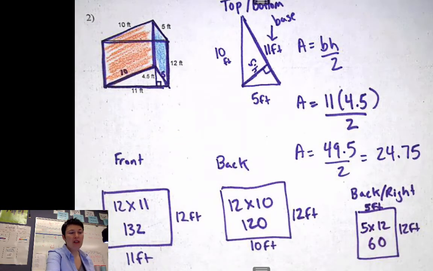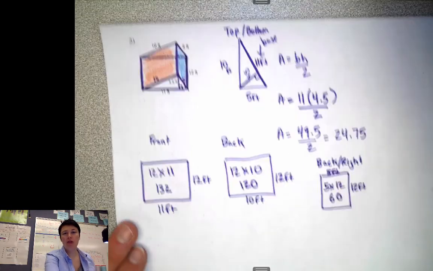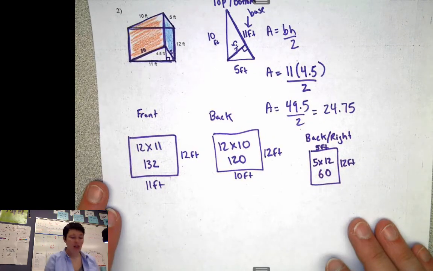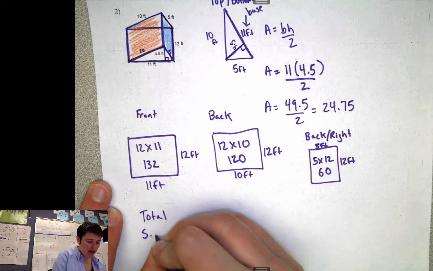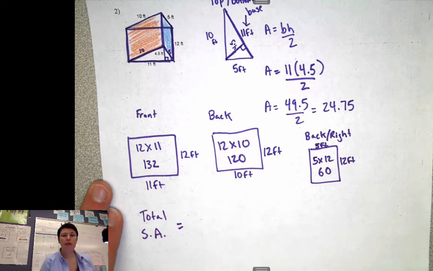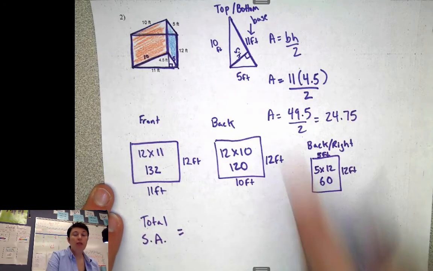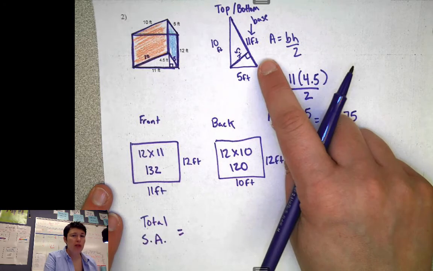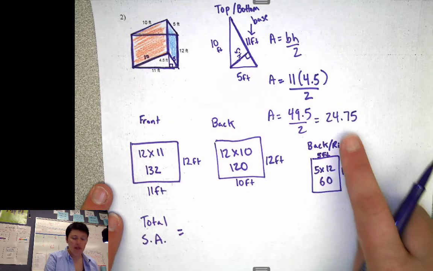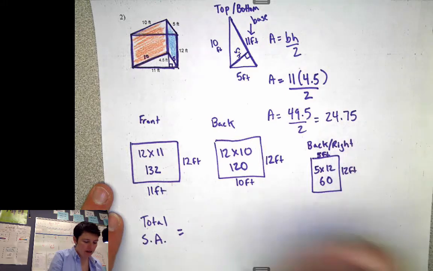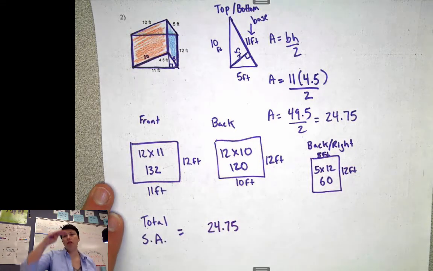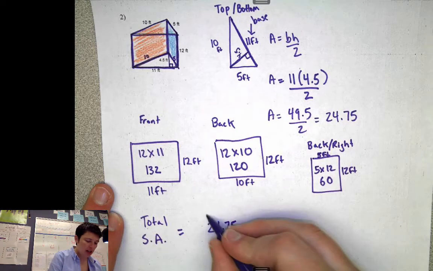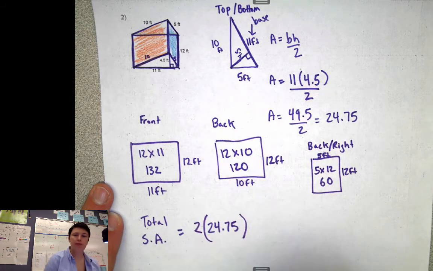Okay, so we've done a lot of work. Now it's time to get the total surface area of this whole entire object. So we're going to write total surface area, SA, equals. Now let's think about this. First thing we did was we found the top and the bottom, which was the triangle. It had an area of 24.75. But there are two of those, top and bottom. So we're going to take that and we're going to times it by 2.